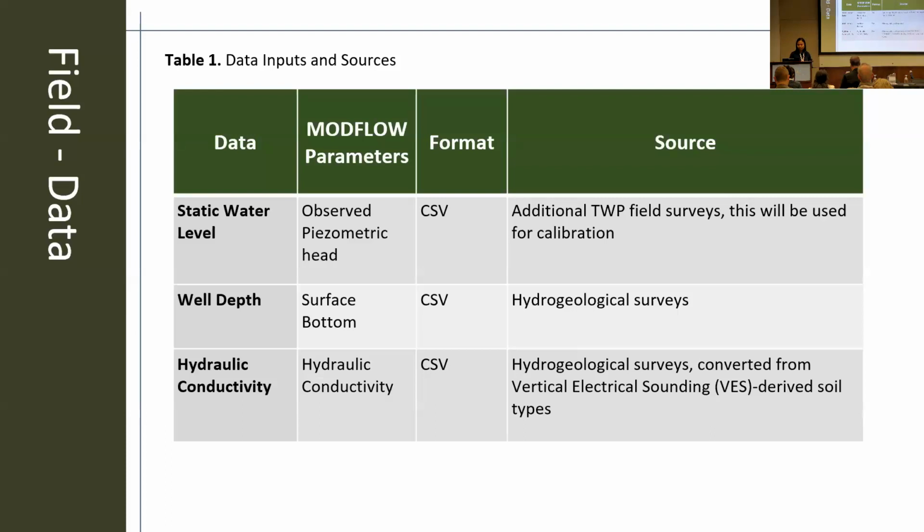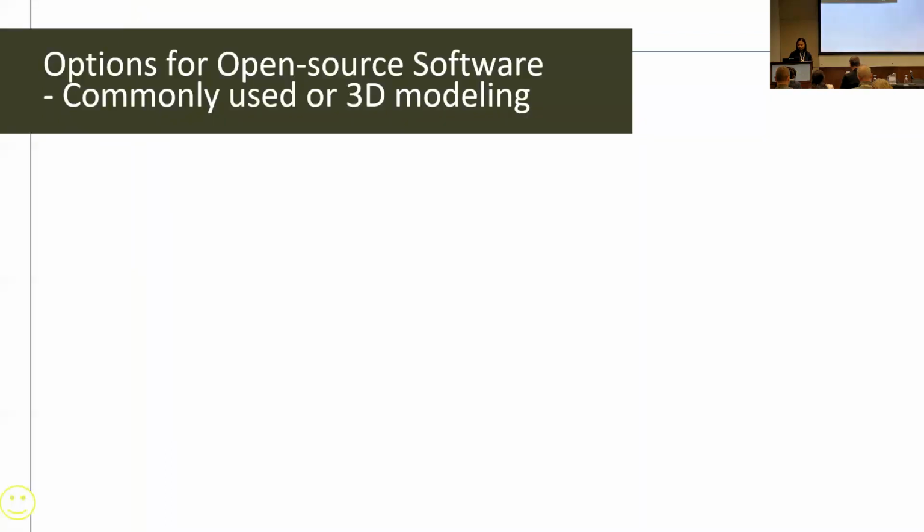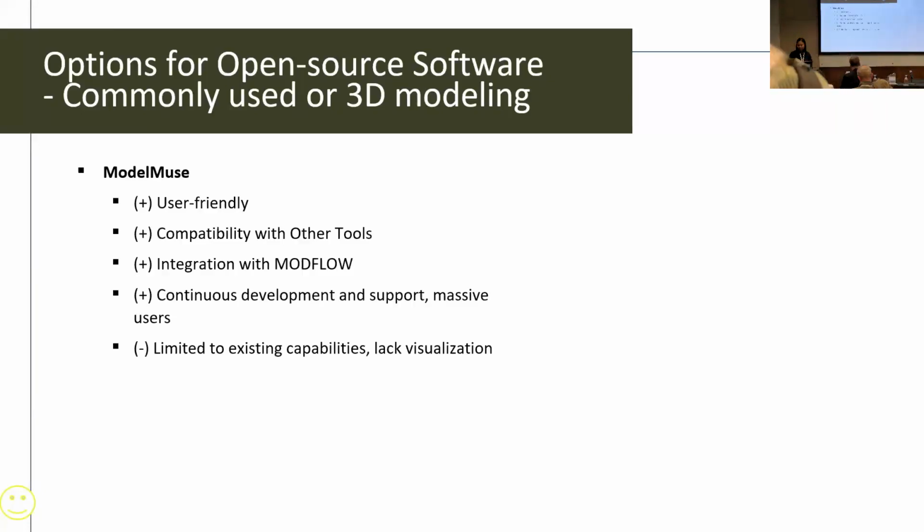So from field data, the Water Project organization collected the water level, well depth, and the characteristics of the soil when they were drilling the wells, and also the types of soils they identified when they drilled the wells, which have the range of hydraulic conductivity of different types of soil. However, this information isn't enough, so we also use open source remote sensing data.